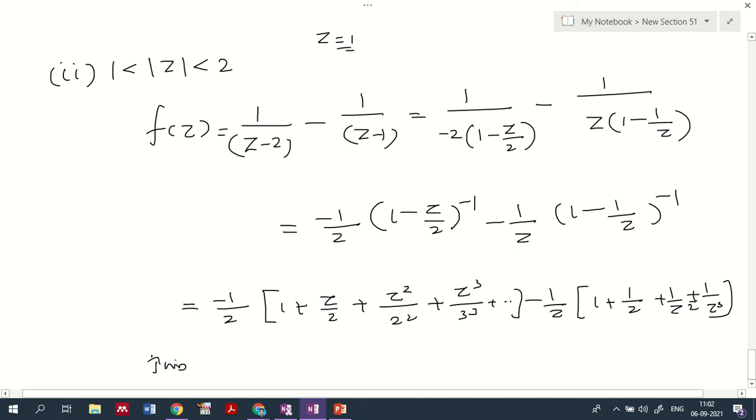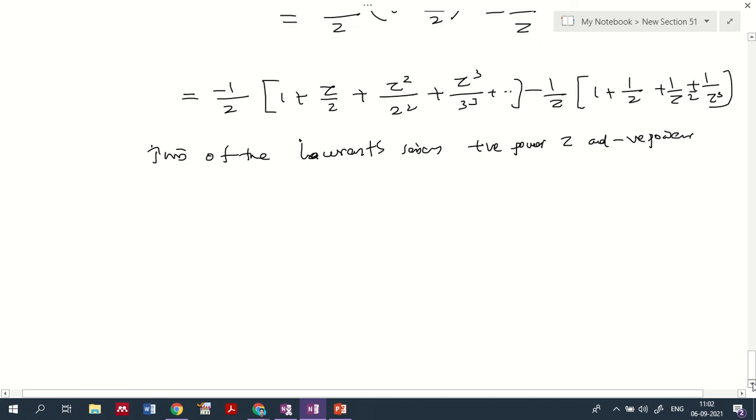Okay, this is of the form of a Laurent series. Why? Because you have positive powers of z and negative powers of z present here, because 1 by z means z raised to minus 1. So you have mixed powers of z, so it is a Laurent series.